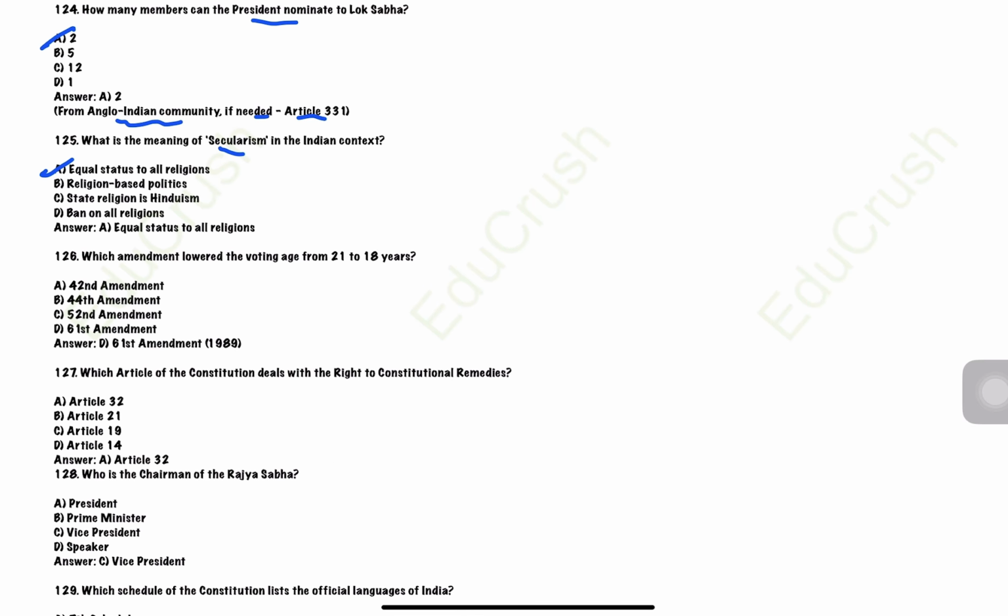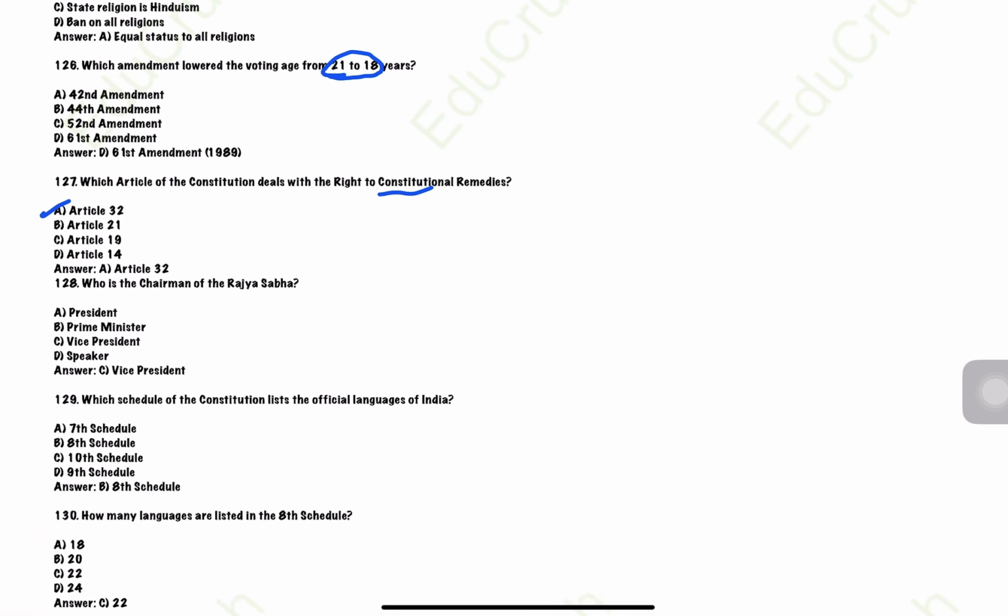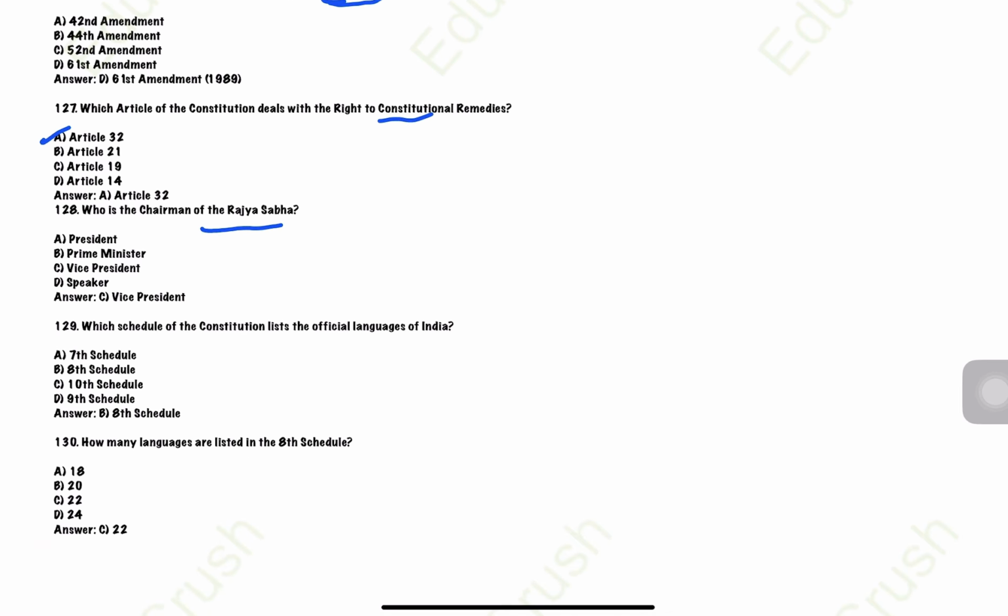Which amendment lowered the voting age from 21 years to 18 years? 61st Amendment in the year 1989. Which article of the Constitution deals with the right to constitutional remedies? Article 32. This is also one of the most important questions. Next, who is the chairman of the Rajya Sabha? Vice President is the chairman of the Rajya Sabha.